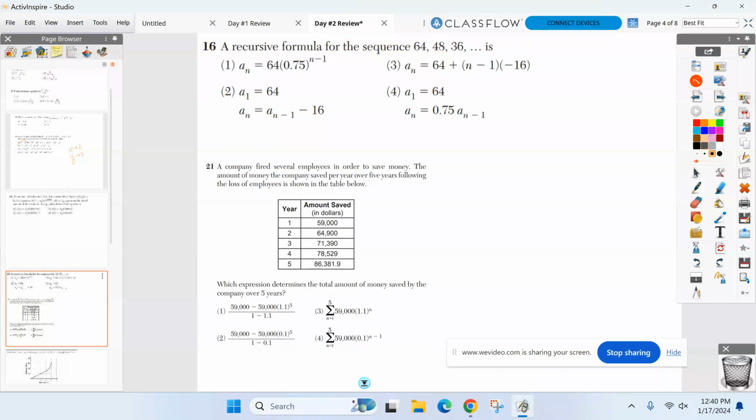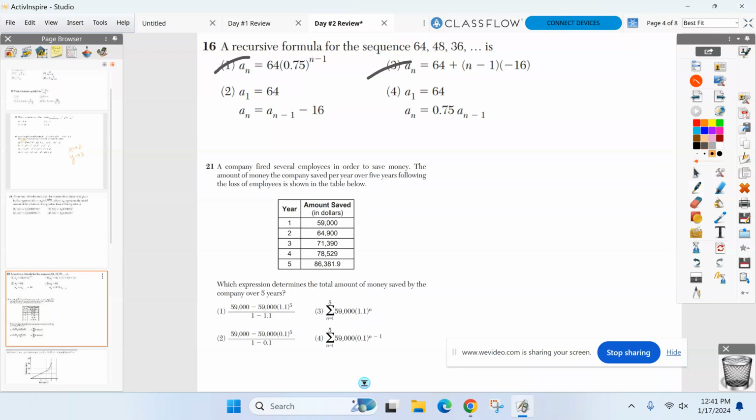1 and 3 are gone. Those are not recursive. Recursive has two parts: the first term, and what do I do to the previous? That's a recursive formula. What is the first term, and what do I do to the previous? So how do I go from 64 to 48 to 36? Choice 2 says, are you subtracting 16 each time? And choice 4 says, are you multiplying by 0.75 every time?